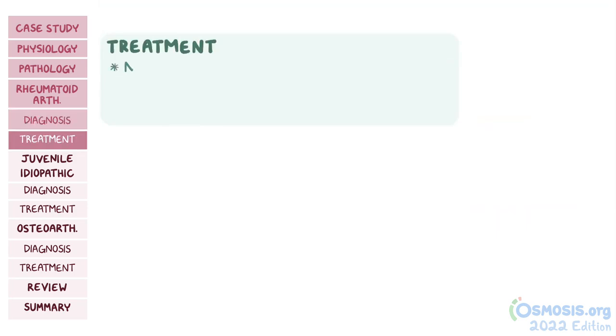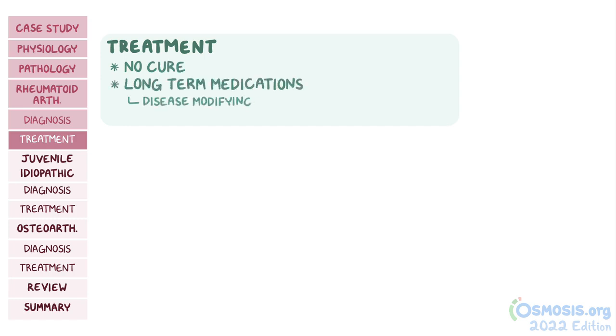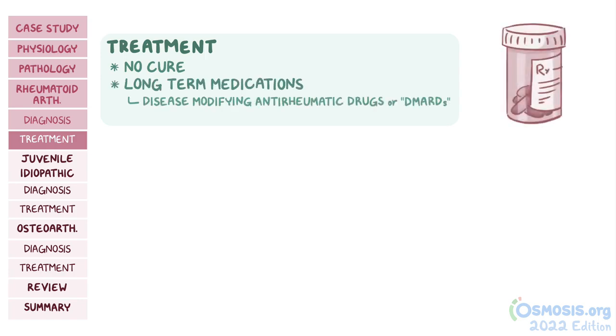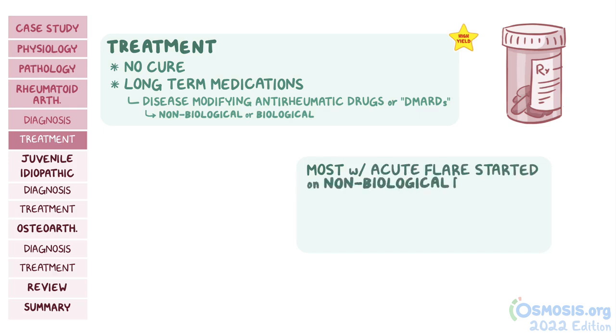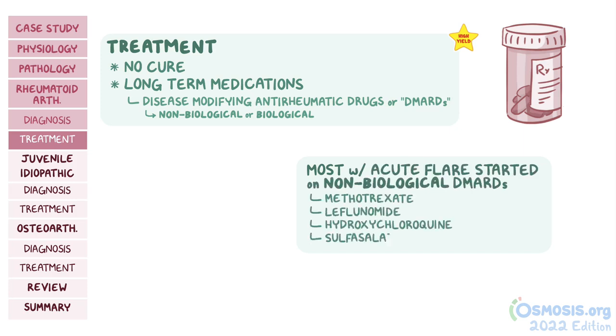There's no cure for rheumatoid arthritis, but there are ways to keep the disease under control. The main treatment consists of long-term medications called disease-modifying anti-rheumatic drugs, or DMARDs, which can be non-biological or biological. Most individuals with an acute rheumatoid arthritis flare are started on non-biological DMARDs like methotrexate, leflunomide, hydroxychloroquine, and sulfasalazine.